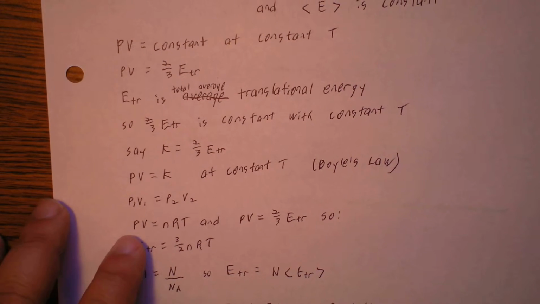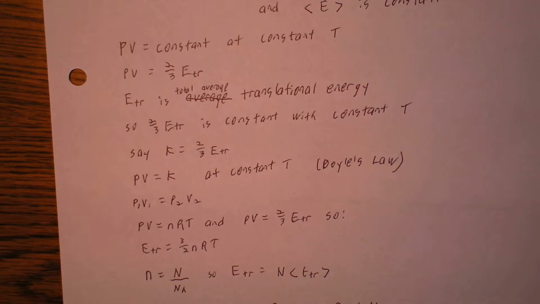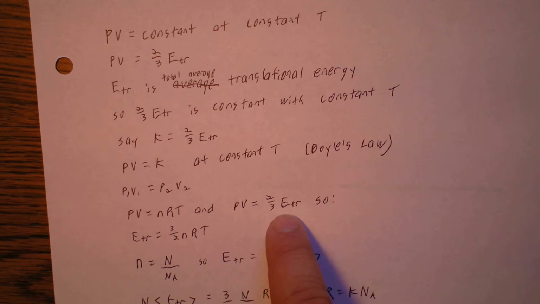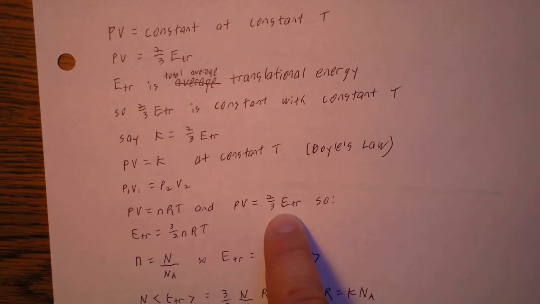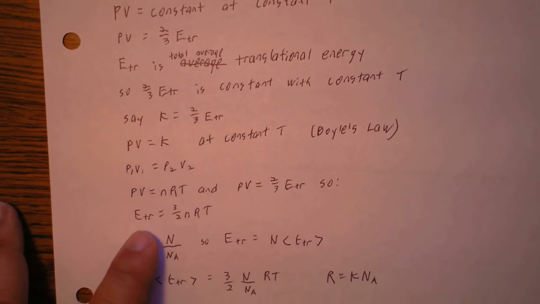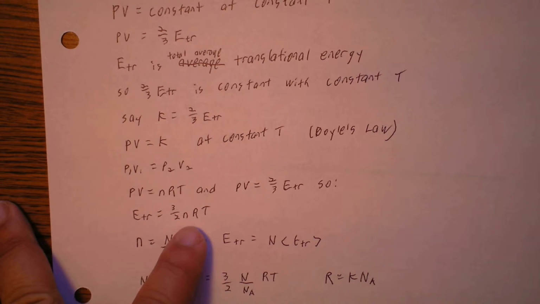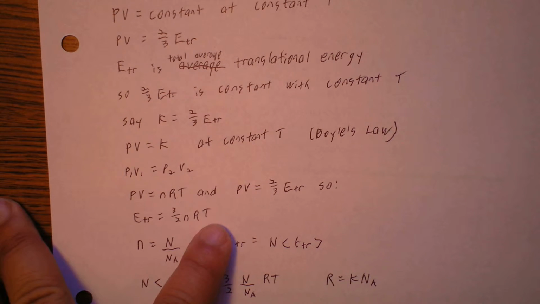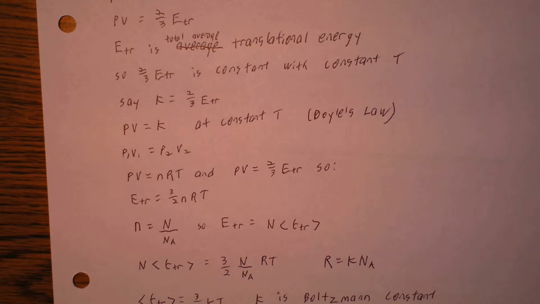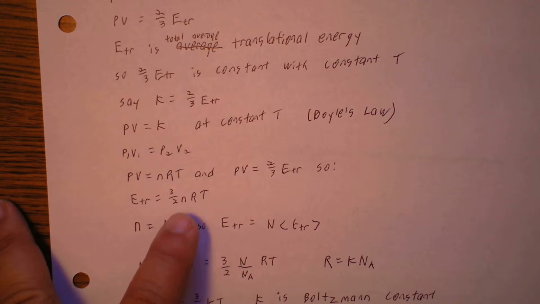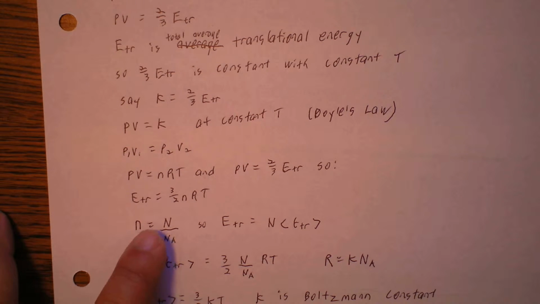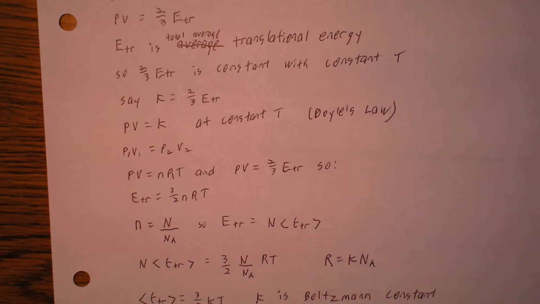So PV is equal to nRT, and PV is equal to 2/3 energy of translation. So the energy of translation is going to be equal to 3/2 times n times R times T. Now remember, the lowercase n is the number of moles, right? So the number of moles is going to be equal to the number of molecules divided by Avogadro's number.